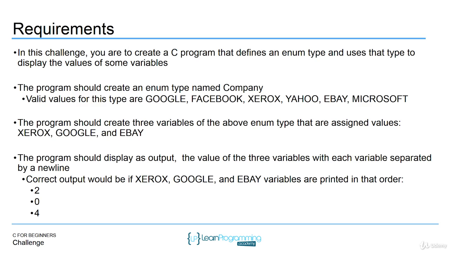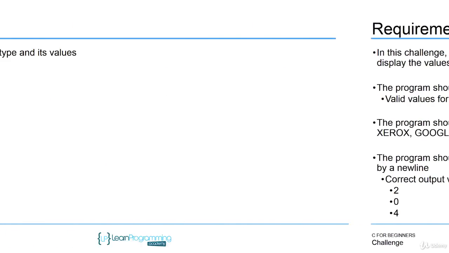Now, why are those values 204? Because those are integers. Remember, enums are represented as integers in C. Those are the integers of the order of the declarations in the list. So Xerox is 2. Google is 0. Remember that Google was the first one in the list, and the list starts at 0. So Google 0, Facebook 1, Xerox 2, Yahoo 3, eBay 4, Microsoft 5. And that's why it prints out 204. Those are the requirements. That's what I want you to try to accomplish.